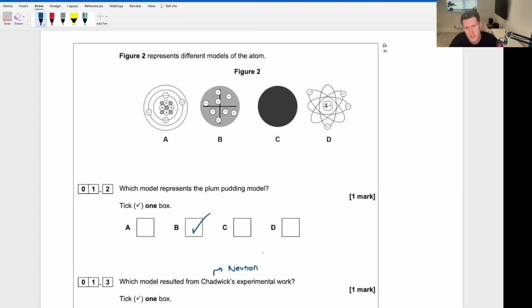So which one of these has a neutron in it? Well, B doesn't. I can't see any neutral charges. C has nothing in it. It's just a spherical shape there. And then you've got this one here, which is the nuclear model, but I can't see any neutrons. It just has a 4+ in the centre. It's actually A because it shows you the neutrons here. Subatomic particles with no charge. So you can see the 5 neutrons there. So it must be A for that one.